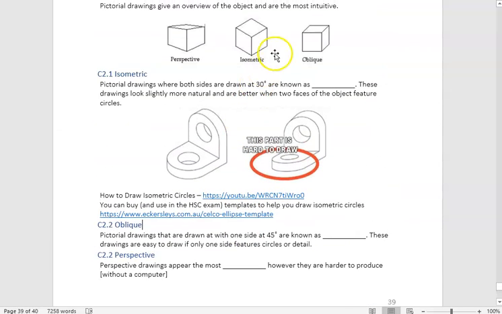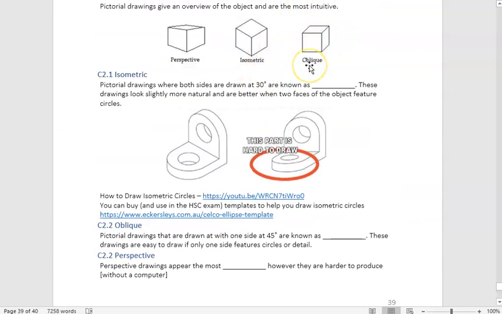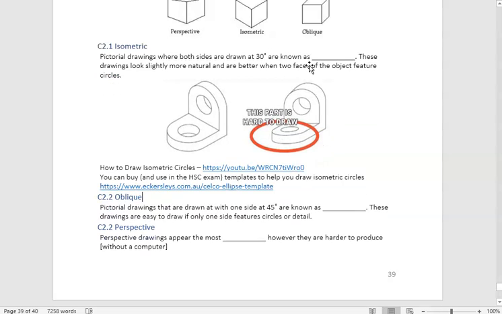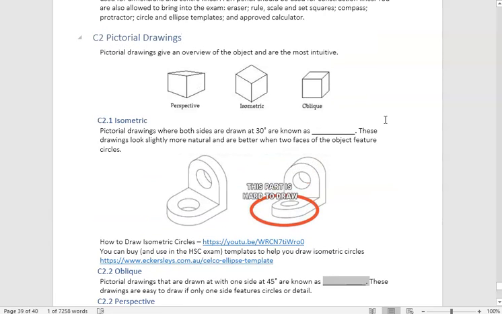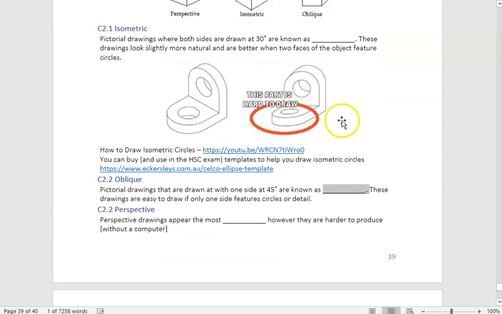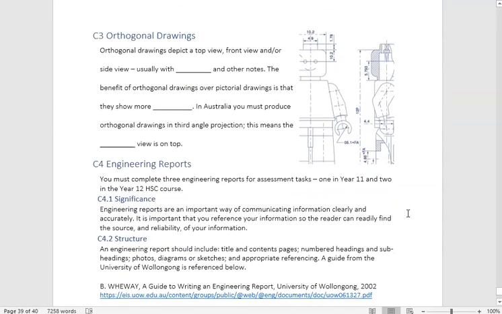Okay, oblique drawings. These ones here. Maths teachers draw oblique drawings because usually they want to draw something that has one complex shape and all the other sides are pretty simple, right? Oblique drawings are drawn at 45 degrees on one side, and they are known as oblique is what you fill in there. These drawings are easy to draw if only one side features a circle or detail. Okay, perspective drawings appear the most natural, however they are harder to produce, at least without a computer. These days in the age of Google SketchUp, it's much easier to produce them, but once upon a time it was very difficult.